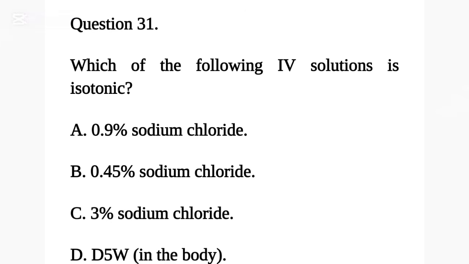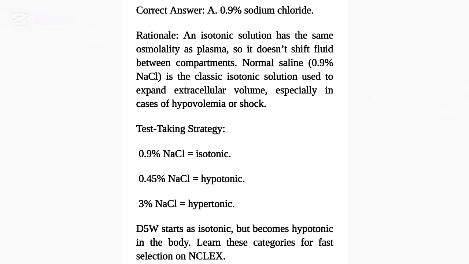Question 31. Which of the following IV solutions is isotonic? A. 0.9% sodium chloride. B. 0.45% sodium chloride. C. 3% sodium chloride. D. D5W. Correct answer, A. 0.9% sodium chloride. Rationale: an isotonic solution has the same osmolality as plasma, so it doesn't shift fluid between compartments.